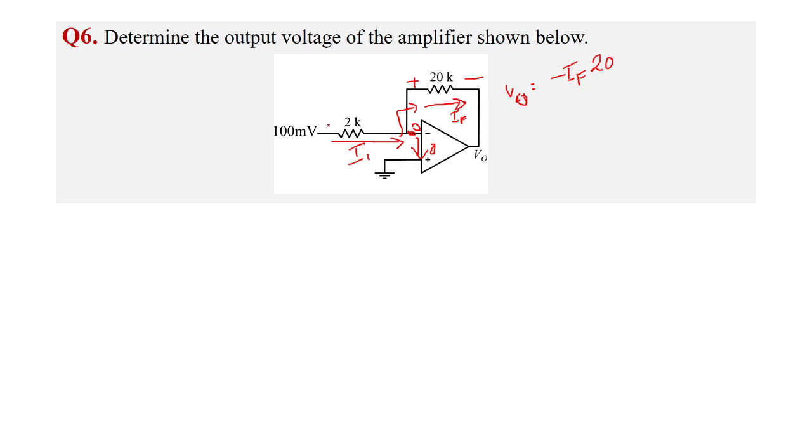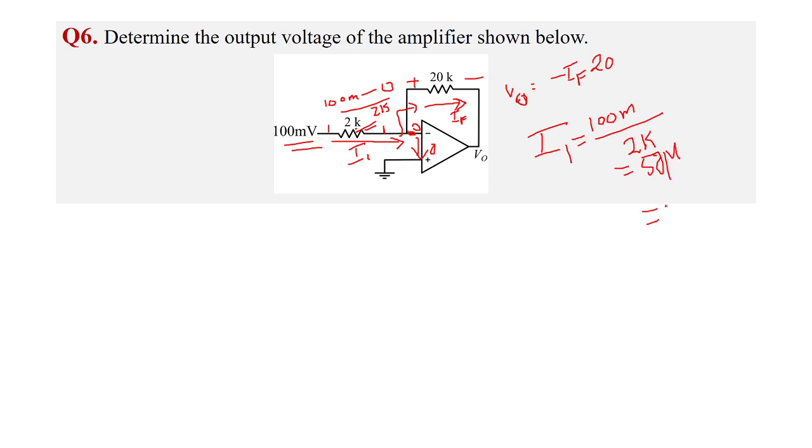Current will be this node voltage minus this node voltage, divided by the resistance. So 100 milli minus 0 by 2k. So that is 100 milli by 2k, and that is I1. So I1 equals 100 milli by 2k. Okay, so we will get 50 micro.